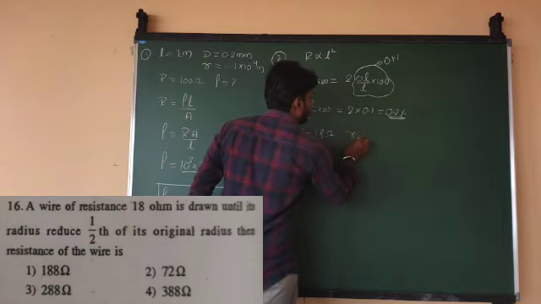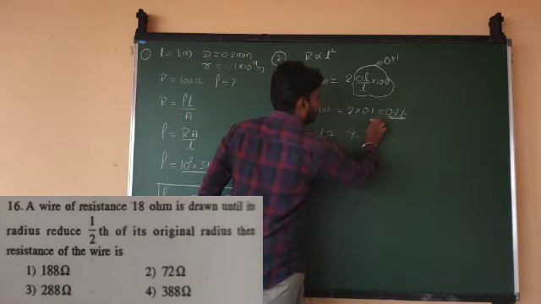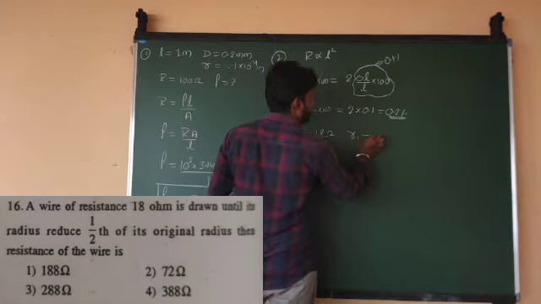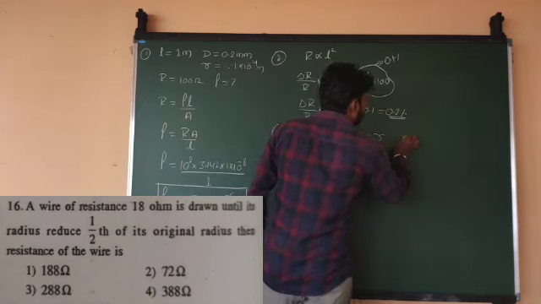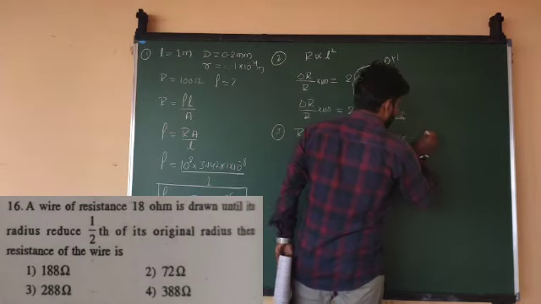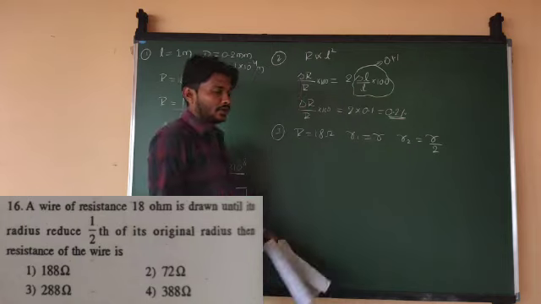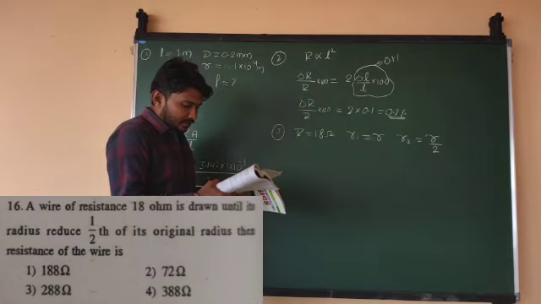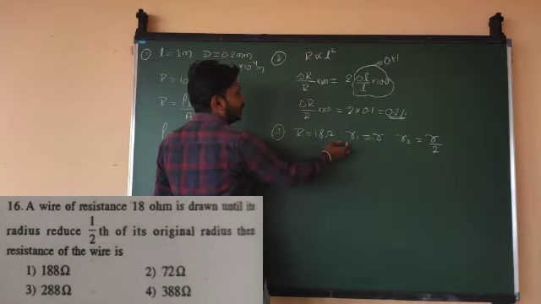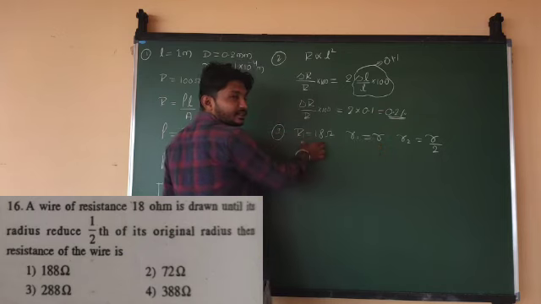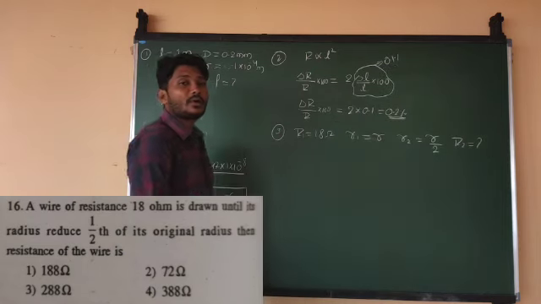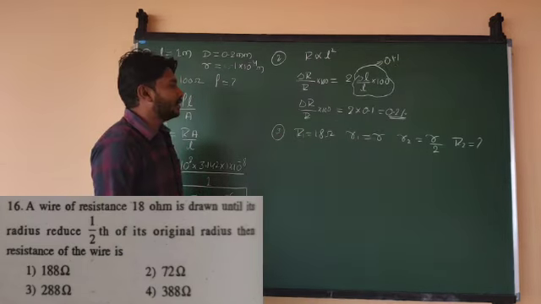For example, the initial radius R1 I can consider as R, and the final radius after stretching, which reduces to half of its initial value, R2 I can consider as R by 2. The resistance of the wire with the initial radius is 18 ohm. If the radius reduces to half, what about the resistance value? I need to find that out.